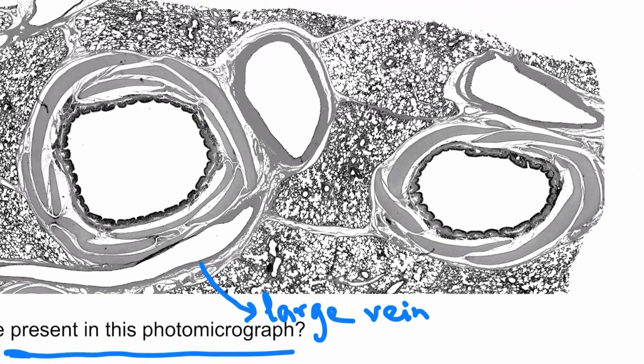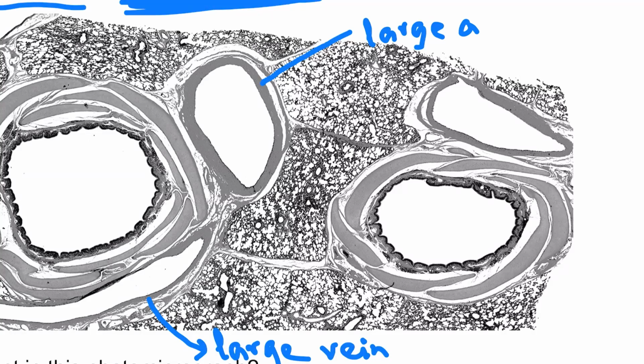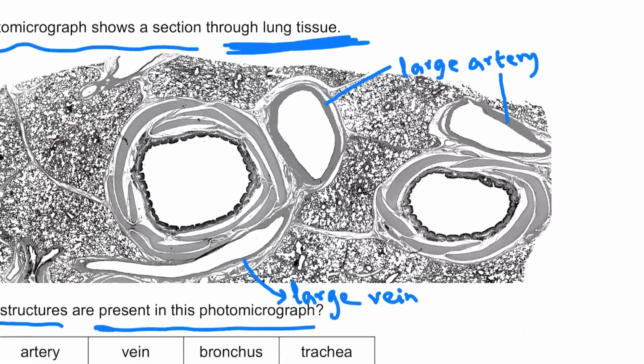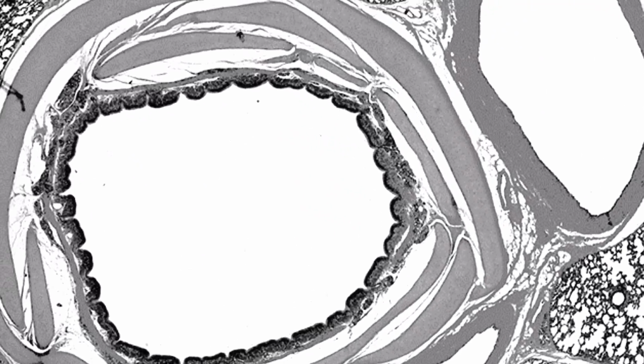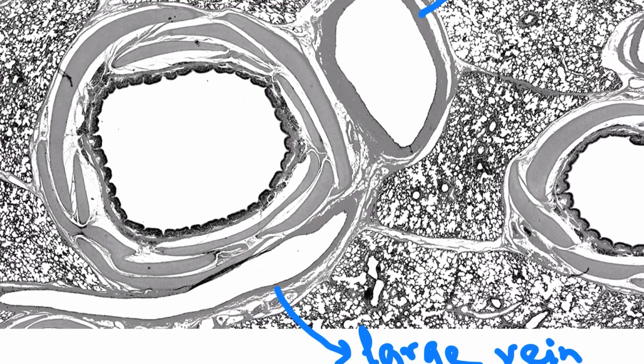If we talk about this structure, guys, this is definitely an artery. This is definitely a large artery, because it has thicker walls and a comparatively narrower lumen. This is also a large artery with thick walls. Guys, if we talk about these structures, these are definitely bronchi. Why? Because you can see the cartilages, you can see the irregular blocks of cartilage.